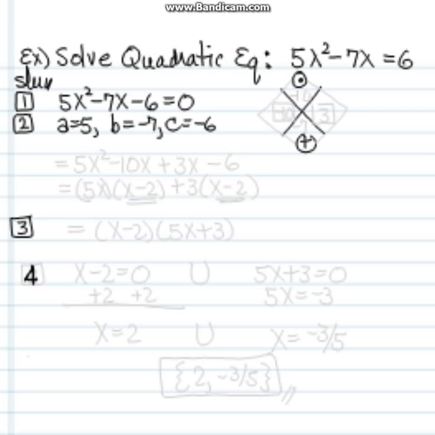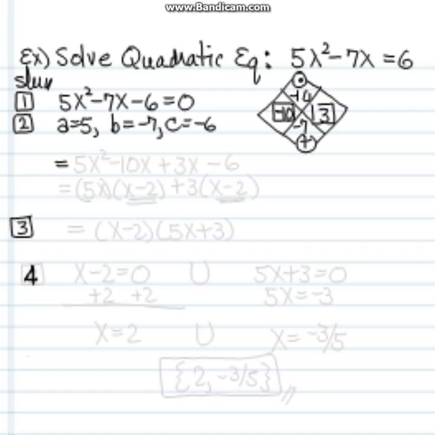Okay, so A times C is 5 times negative 6, so we get negative 30 on the top, and negative 7 on the bottom. My writing doesn't look very clear. I'm having trouble with my pen, but that is a negative 30 on the top and a negative 7 on the bottom. We're searching for two values that multiply together and give us a negative 30, and they add together to give us a negative 7. And those two values are negative 10 and 3.